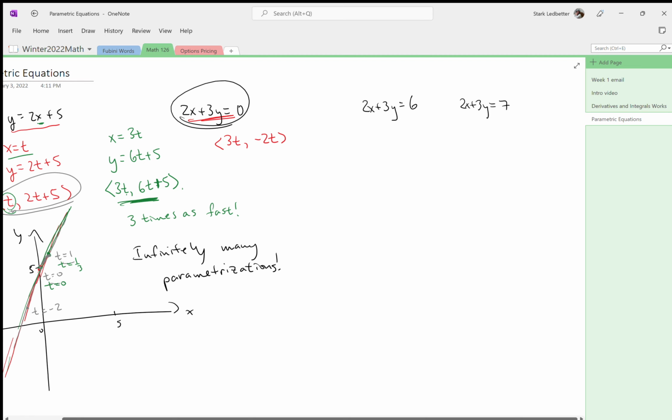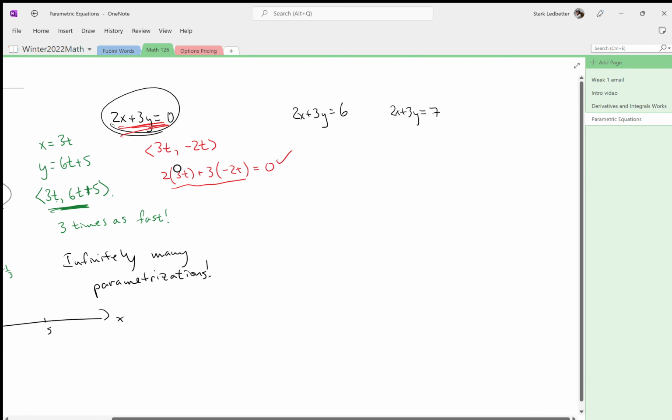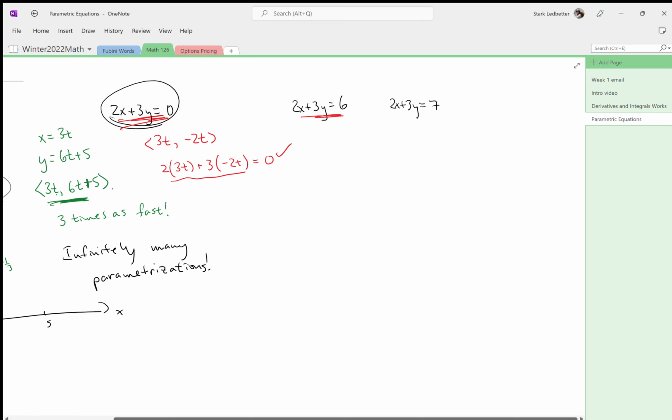Probably in this class it will be. So if I put in 3t for x, let's just try it. On the left-hand side, I get 2 times 3t plus 3 times -2t. So that's a total of 6t minus 6t, which is 0. So that does satisfy this. So that works.